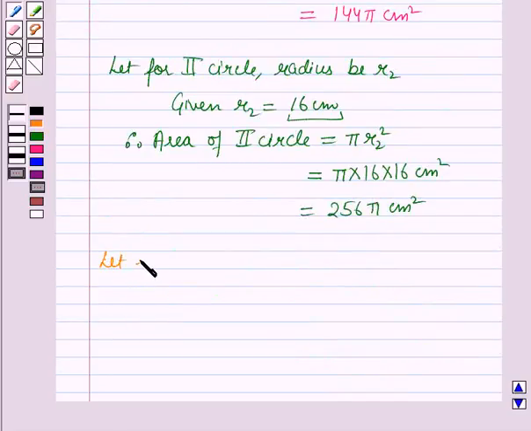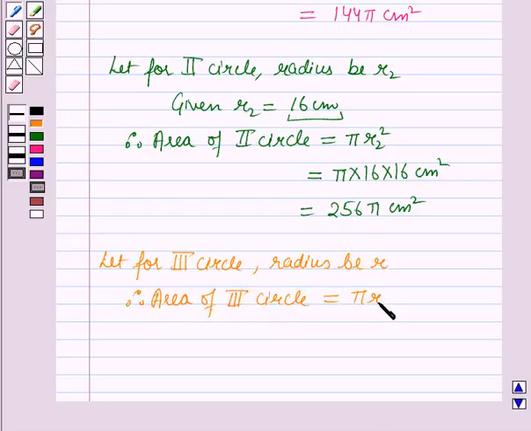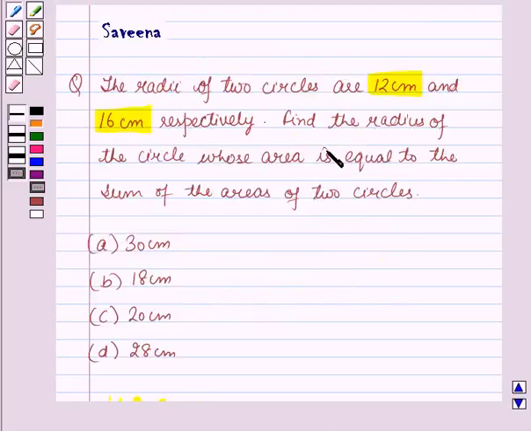Now let the third circle, the radius be R. Therefore, area of the third circle is equal to pi r square. Now we have to find the radius of the circle which we have taken as the third circle whose area is equal to the sum of the areas of the two circles which we have taken as circle 1 and circle 2.